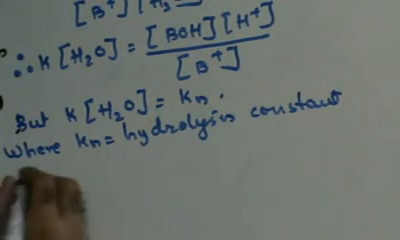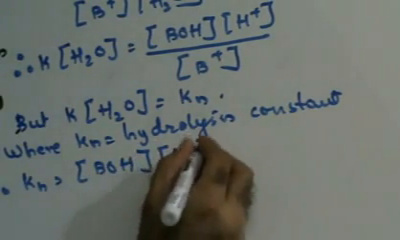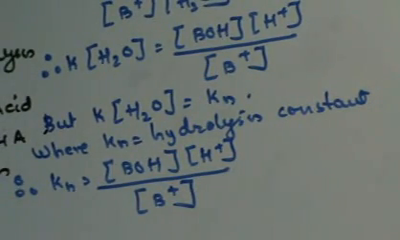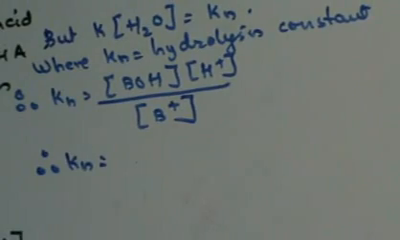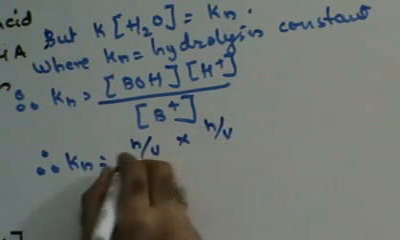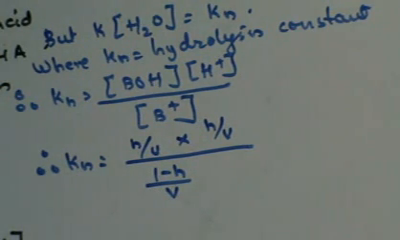Therefore, I can say that Kh is nothing but [BOH] into [H+] upon [B+]. Once you have this, I can substitute the values. If I substitute the values, I get Kh: for BOH, we had found the active mass is h upon V, and for B+ it is 1 minus h upon V. Therefore, I will get the hydrolysis constant to be h, V and V gets cancelled. So you will get Kh is equal to h square upon V into 1 minus h.